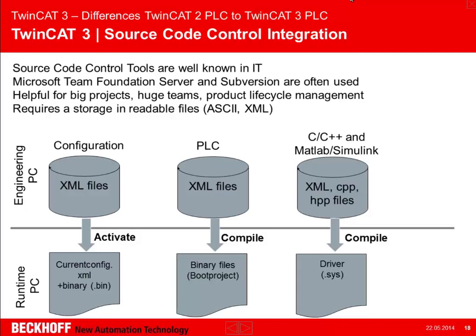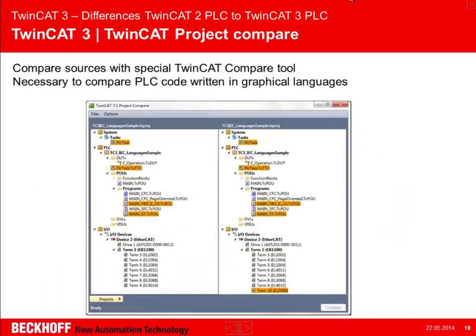If you have different versions of your project in a source code control tool, then of course you also want to compare version 1 with version 2. For this, you need a compare tool. This is a single tool, the TwinCAT compare tool, which compares a complete solution with all the PLC and I/O integrated, and also motion control, of course. But you can also use it to compare single function blocks.